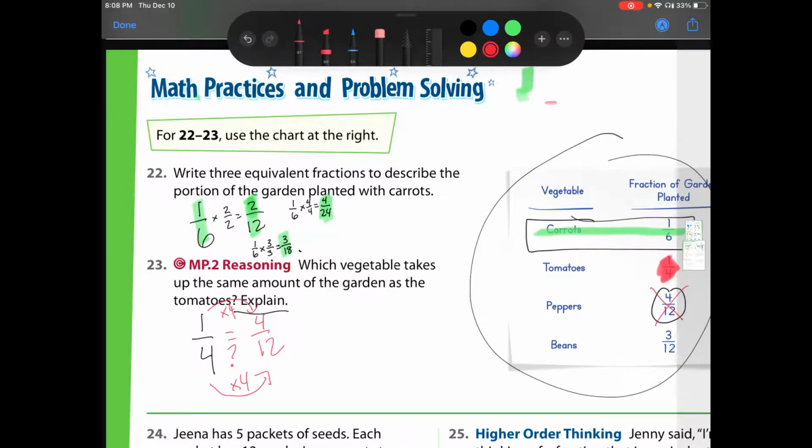No, it's equal to 16. So that's telling me that this isn't a true math sentence, which means they're not equivalent. So it's not peppers. So let's check beans. Now, if it's not beans, then we're in trouble because we're kind of out of numbers to work with.